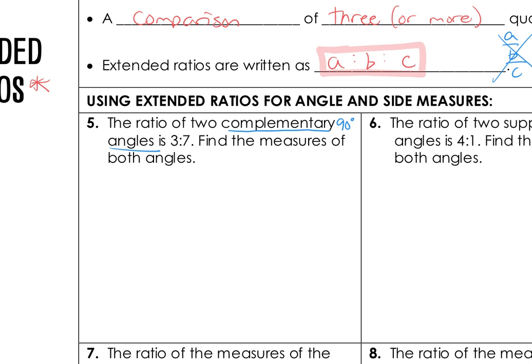So guys, it's just as easy as this. You take that 3, attach an x to it. You take that 7, attach an x to it. Those are my 2 angles. They have to add up to be 90. That's how I'm creating this equation.